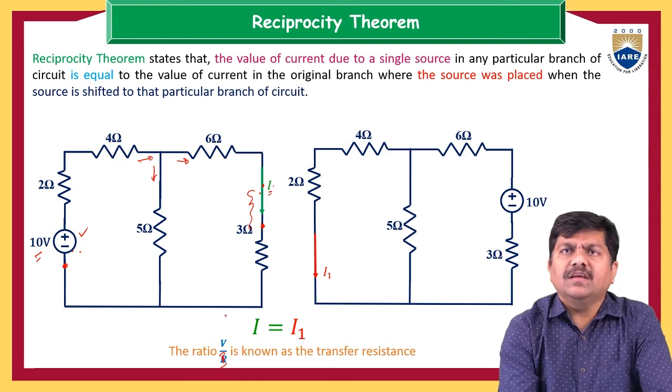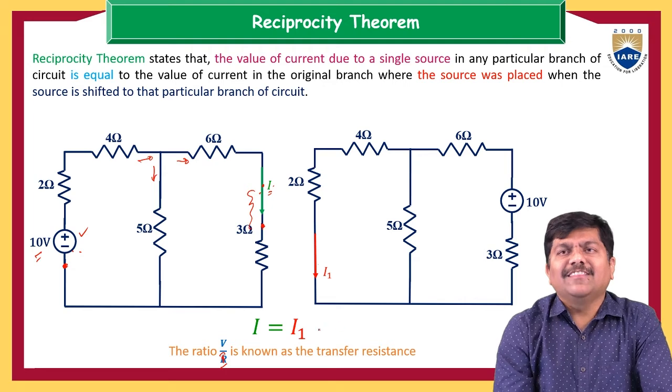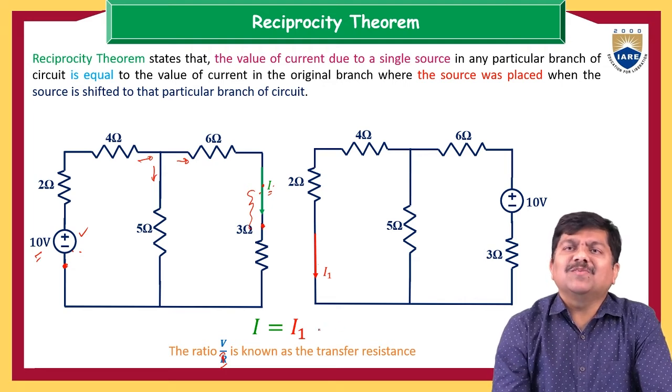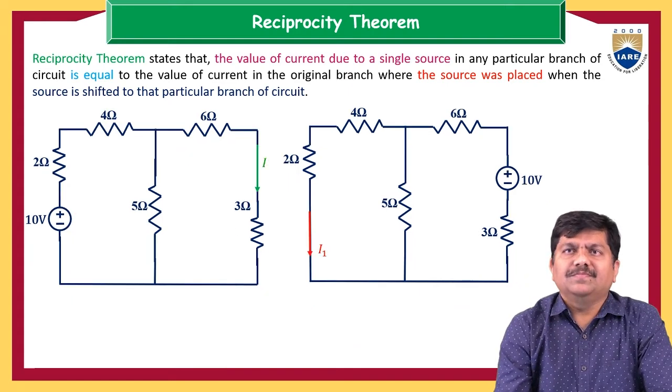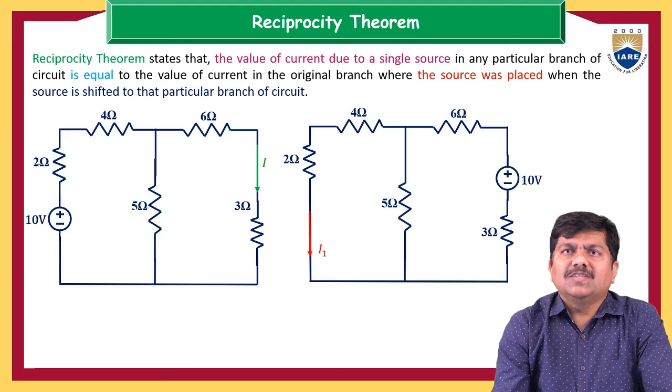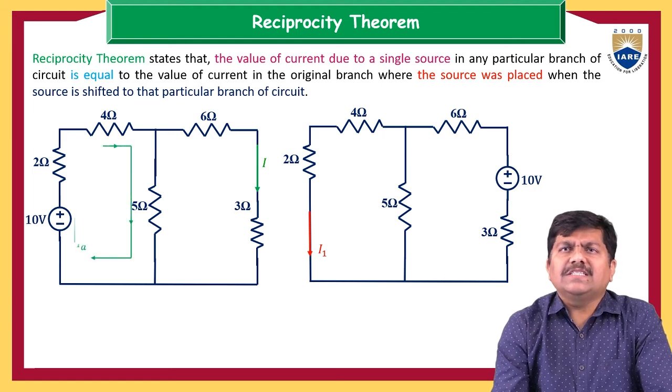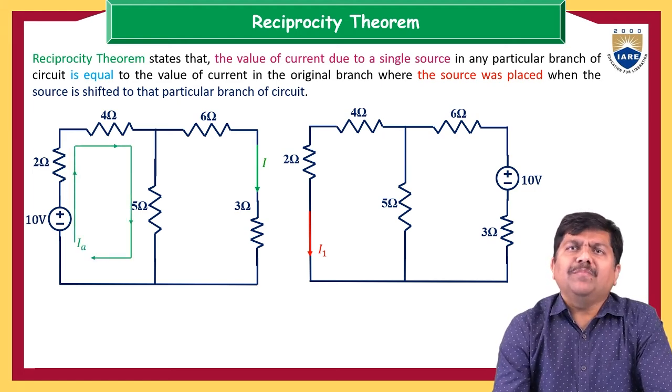Transfer resistance means the total equivalent of that circuit. If the transfer resistance is the same, then only this interchanging of the sources will hold good. Otherwise, the circuit won't have the reciprocity property. So just verification of the reciprocity theorem can be done.